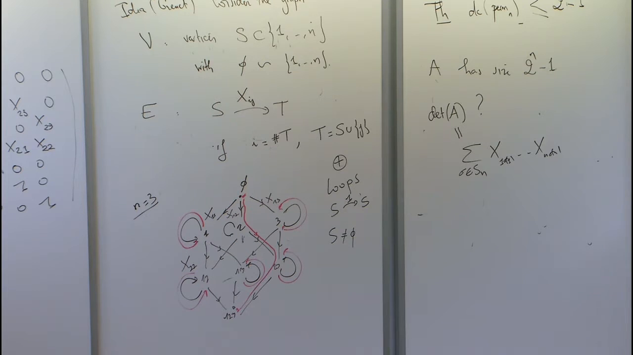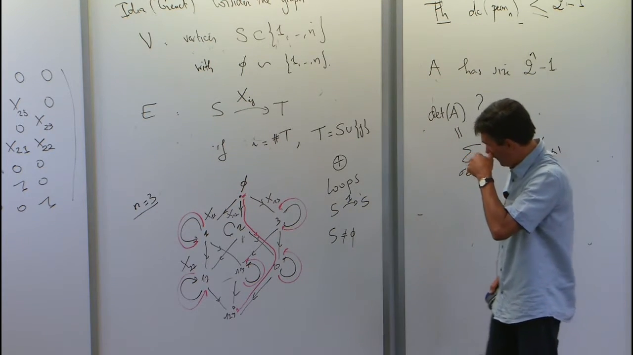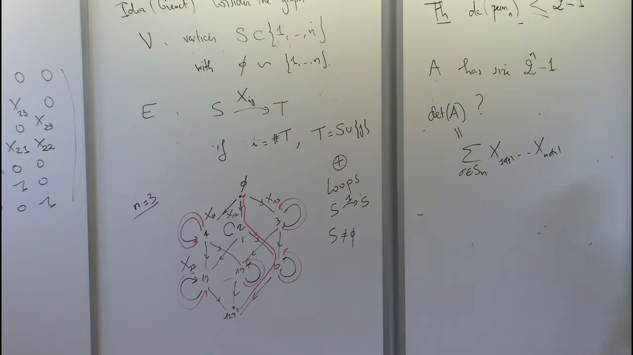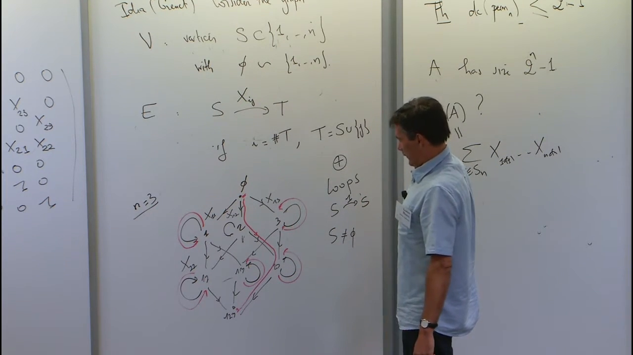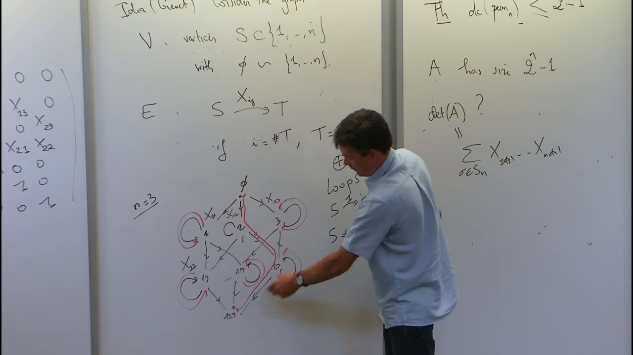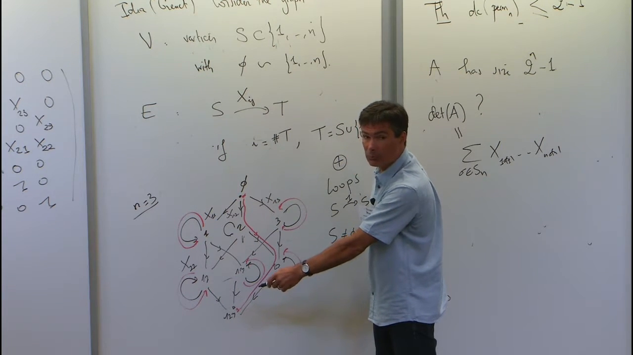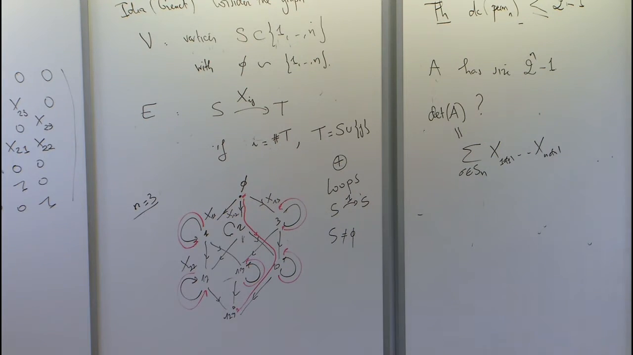And then there was a sign, not to forget. Okay, so the sign, remember this, the cycles contribute a sign, and the sign contribution of a cycle is -1 to the length of the cycle minus 1. So the loop contributes nothing. And then here we have a cycle of length n-1. So it contributes -1 to n-2. So the contribution is not always +1, but the point is that it does not depend on the path.